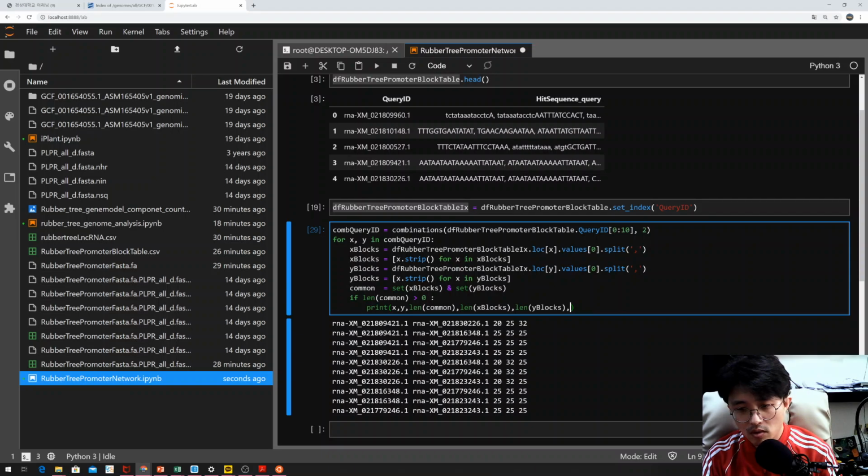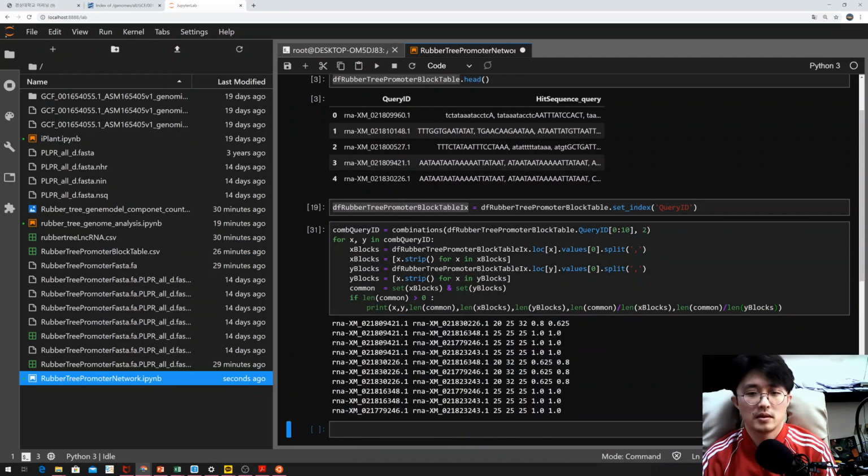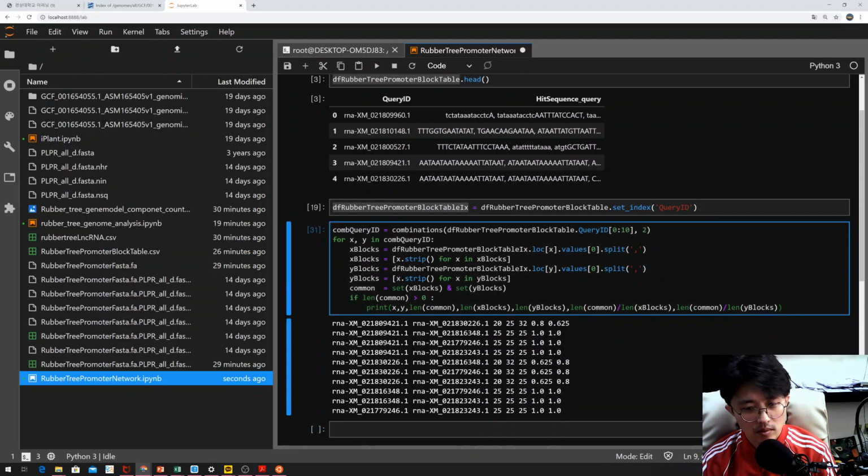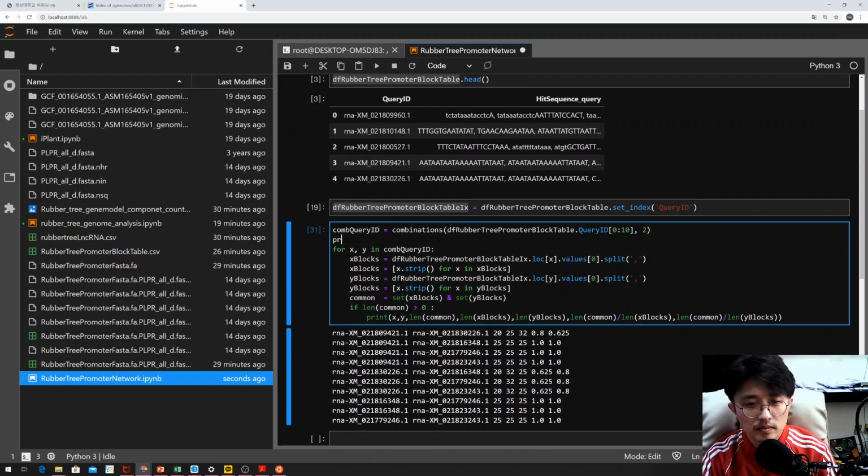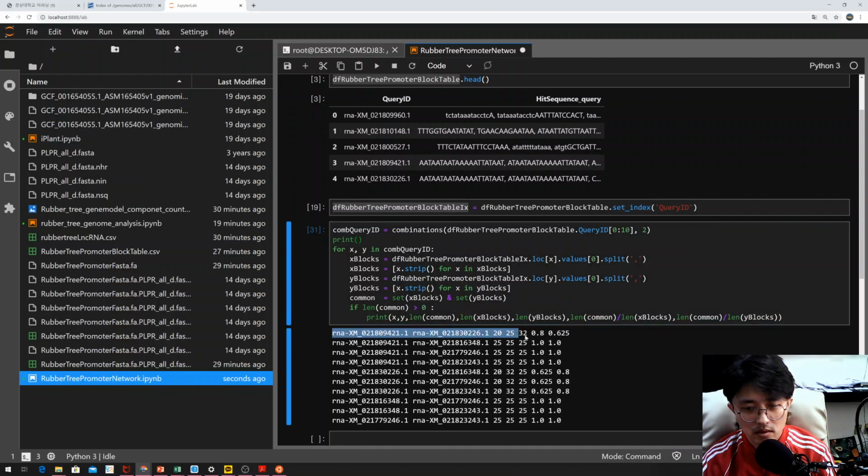So how do I calculate? Rank, common, and divide by length x blocks, and common by y blocks, right? Okay, very good. Maybe I can print here the headers.